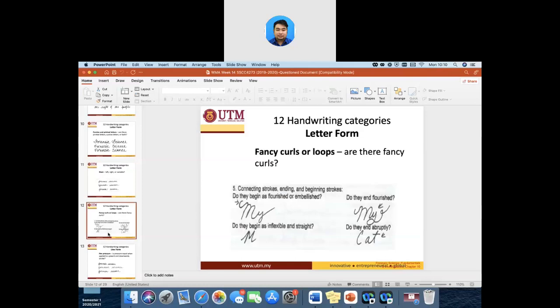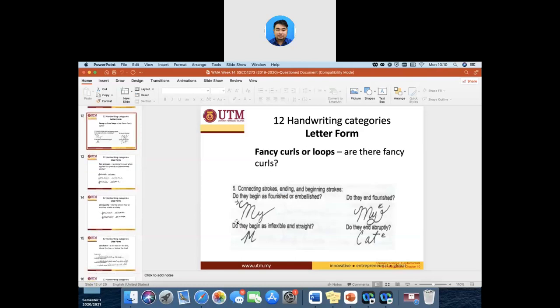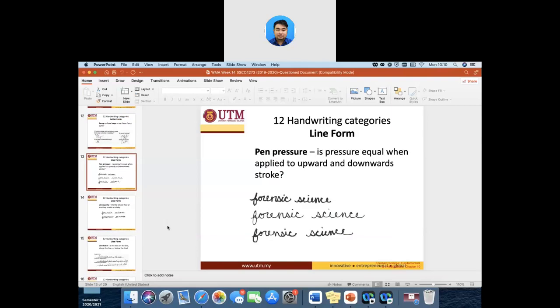Okay. Fancy curls or loops. This is what I mentioned before. Apa? Contohnya my. Okay. This is quite fancy lah. Ada terlebih pula kat sini. Alright. Okay, pen pressure. Pen pressure, as I mentioned, the first one is the pen pressure is quite consistent. Okay, the second one is quite consistent as well, but the pen pressure is less lah here. But the third one is the combination of different kind of pen pressure. Okay, ada yang low pen pressure, ada yang high pen pressure.